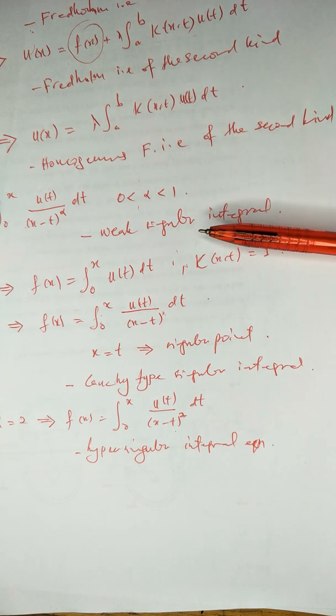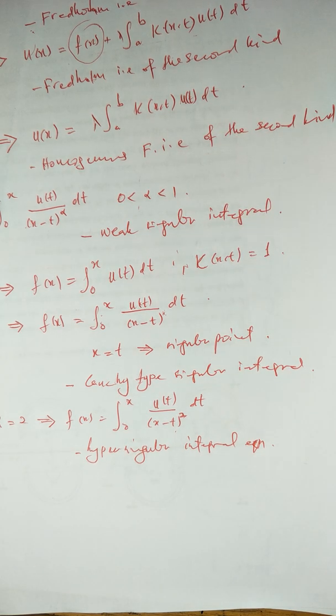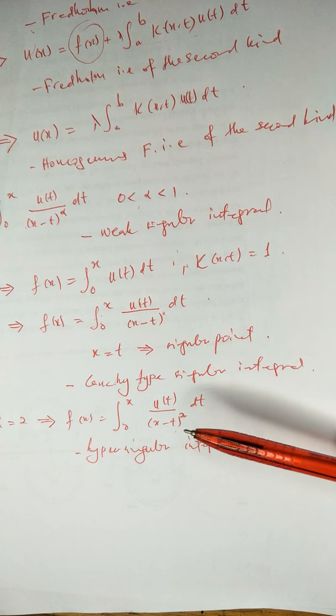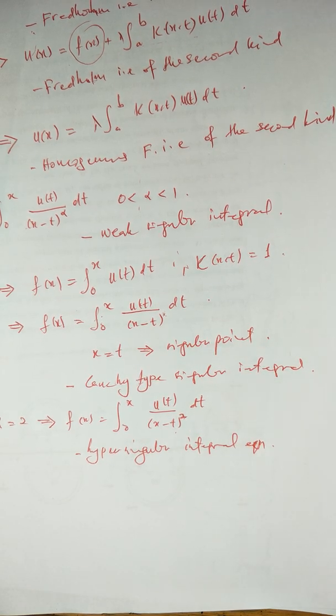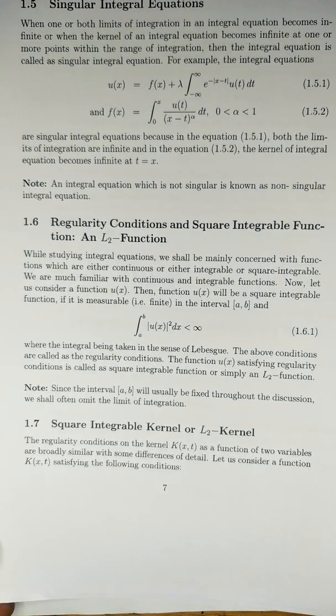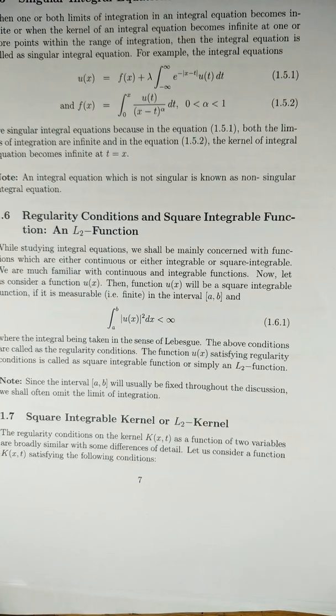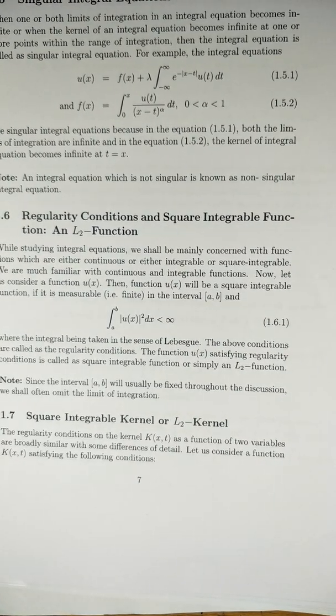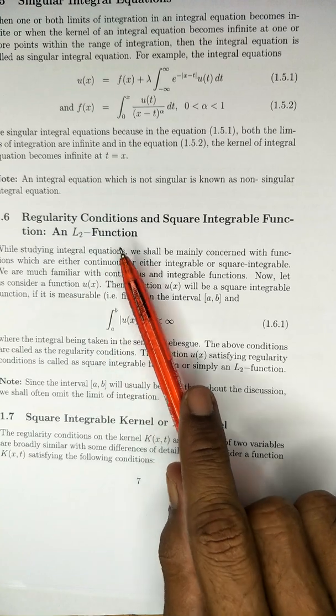So we have a singular integral equation. Then I have defined what a weak singular integral equation is. We have the Cauchy type singular integral equation, and we have the hypersingular integral equation. Next, we look at the regularity condition. What is the regularity condition? And the square integrable function, an L2 function.